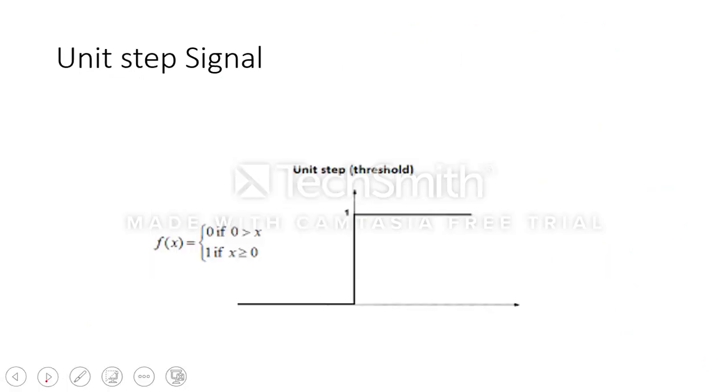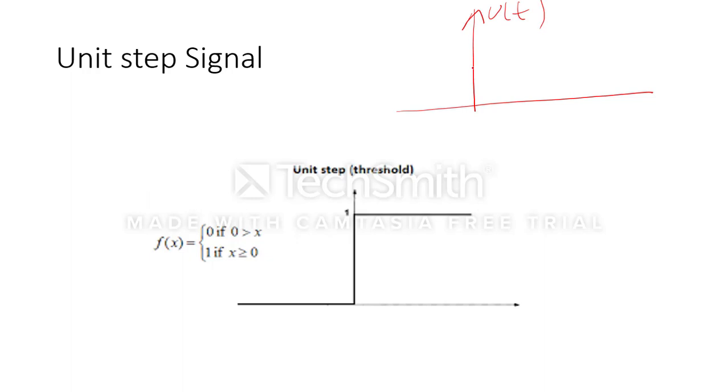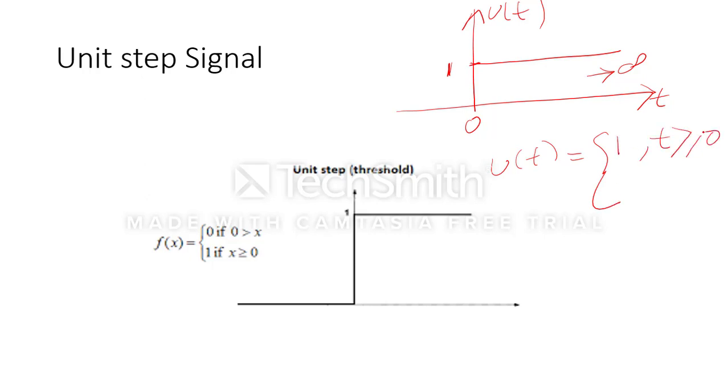Next is unit step signal. For unit step signal, we represent it using u(t). Its magnitude is 1 and it goes up to infinity. This is your 0, this is your time axis. So you can write for unit step signal u(t) is equal to 1 for t greater or equal to 0, or it is 0 for t less than 0.